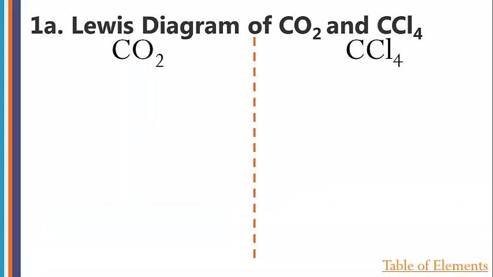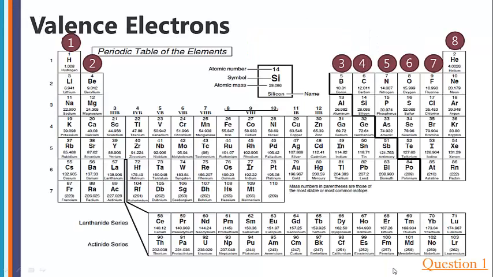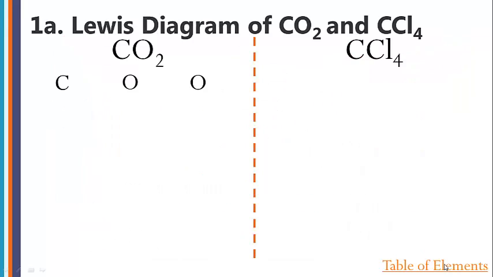First question asks us to construct a Lewis diagram for carbon dioxide and carbon tetrachloride. So first, before I can draw the structure of the molecule, I need to figure out how many valence electrons each of the atoms in this molecule have. So carbon dioxide is 1 carbon and 2 oxygens. If I check my table of elements, carbon is going to have 4 valence electrons, and each oxygen is going to have 6 valence electrons.